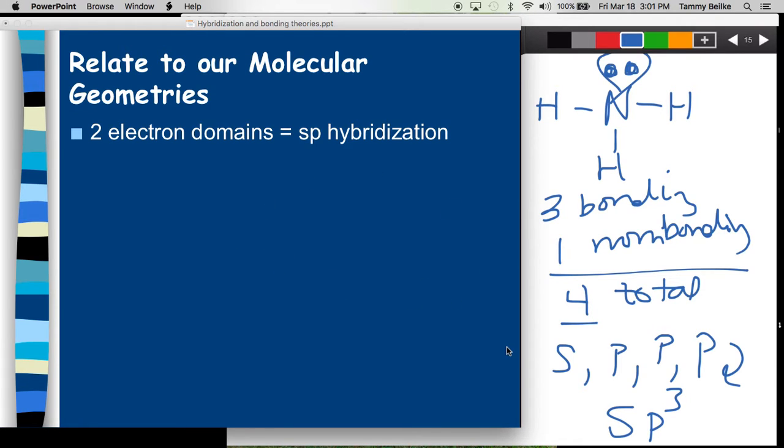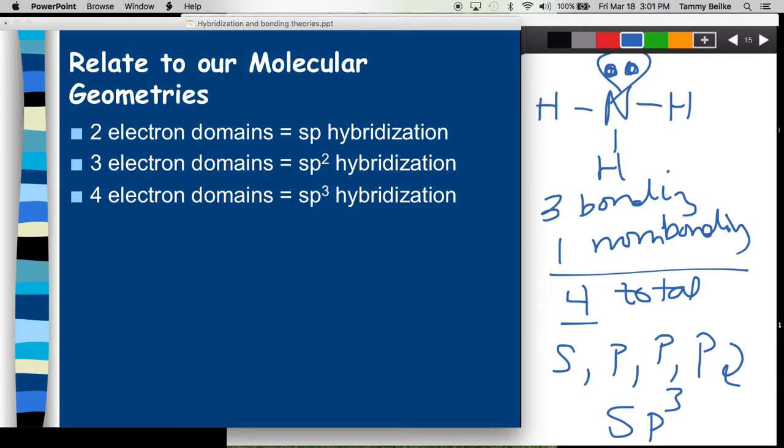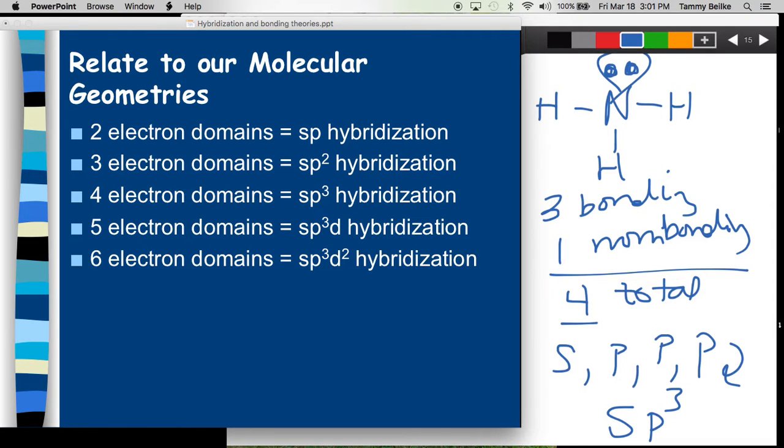So relate this back to molecular geometry. Anytime there's 2 electron domains, it's sp hybridization. When there's 3 electron domains, it's sp2 hybridization. 4 electron domains is sp3, 5 domains is sp3d, and 6 domains is sp3d2. Okay, and that's all you really need to be able to do, is take the number of domains and turn it into a hybridization. We're not really going to go into the real depth of it all, but these are the things you should be able to do.